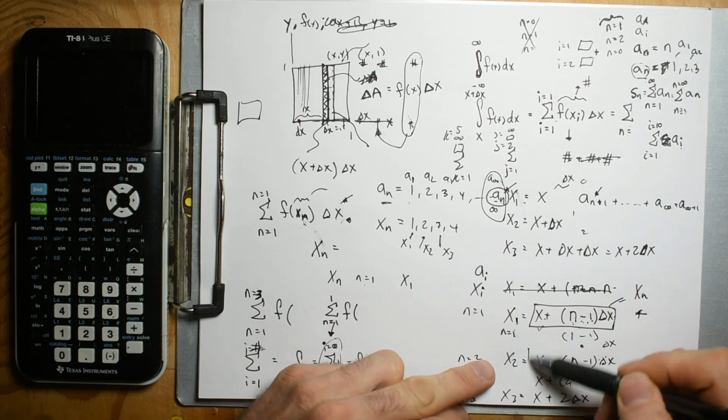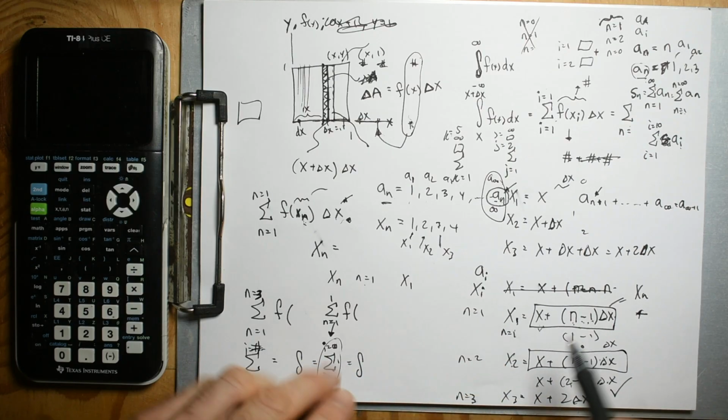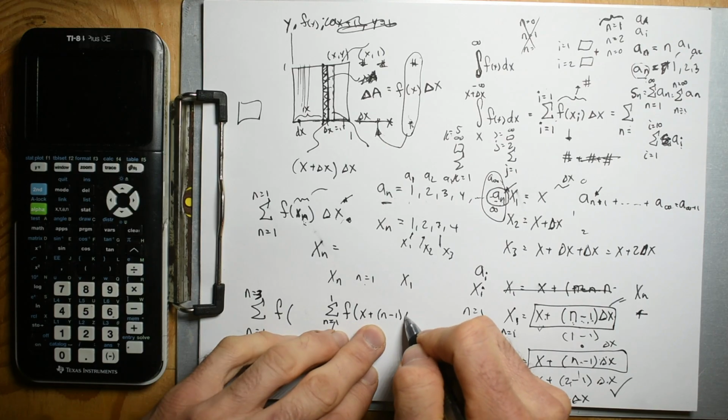This is the same for n is equal to 2, same as n is equal to 3. So my function right here is x plus n minus 1, change in x.